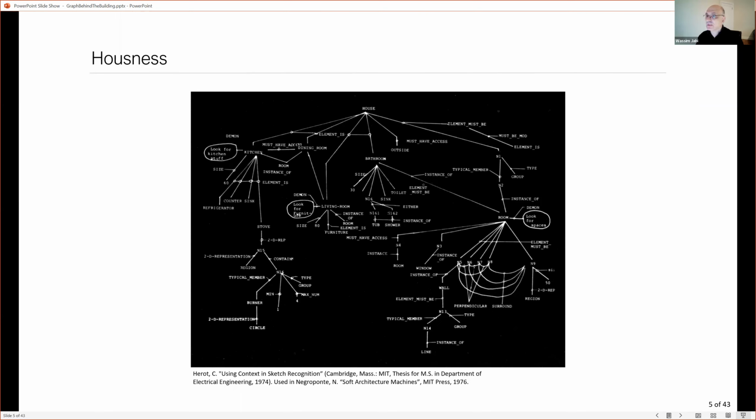Space is really difficult to deal with, like a room. What is a room? Where are the boundaries of a room? And how can that be interconnected? So this is way back to the 70s. And obviously there was a lot of work in the 80s as well.